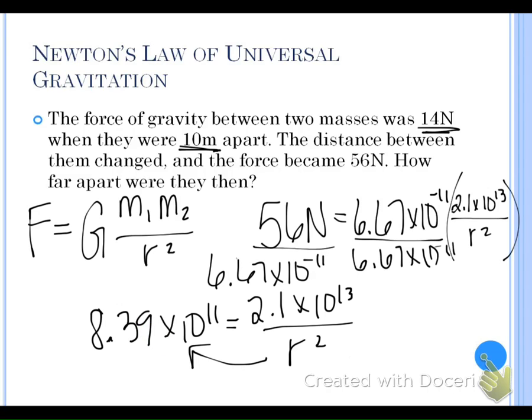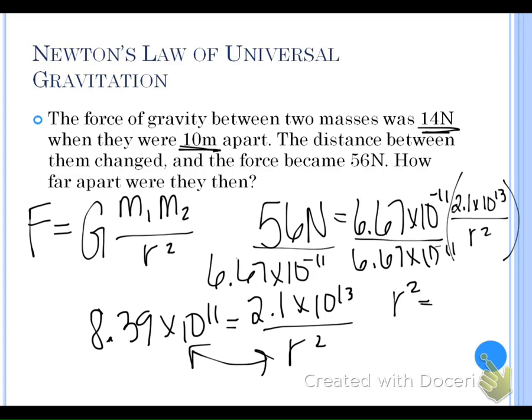And remember we switched the places. If our variable that we're solving for is on the bottom, we can just switch those two places. So we need to take 2.1 times 10 to the 13th divided by 8.39 times 10 to the 11th. That gives us an r squared value of what?